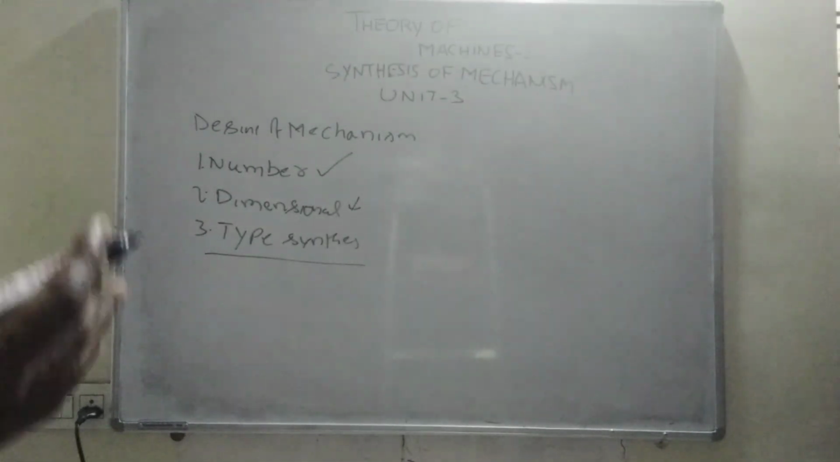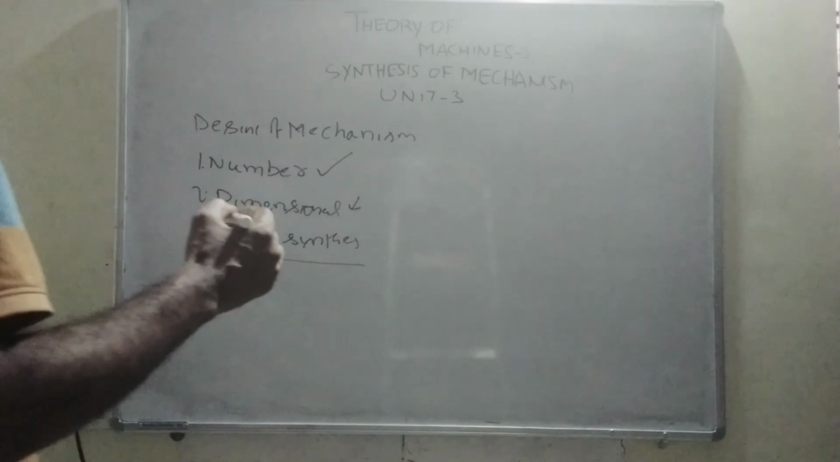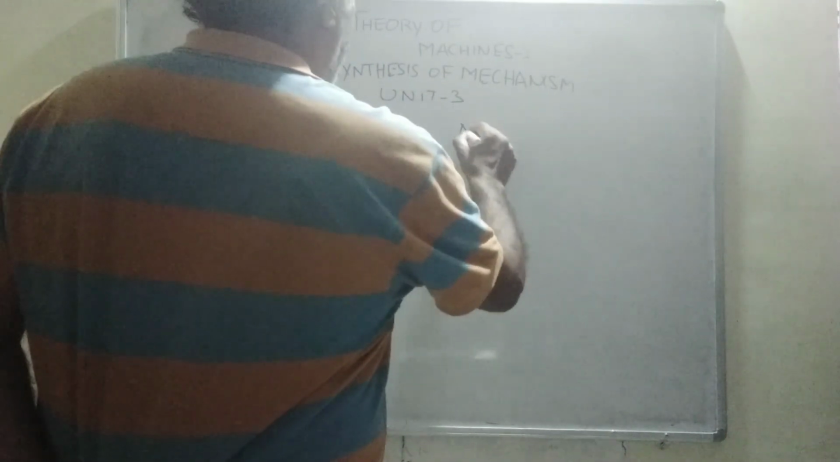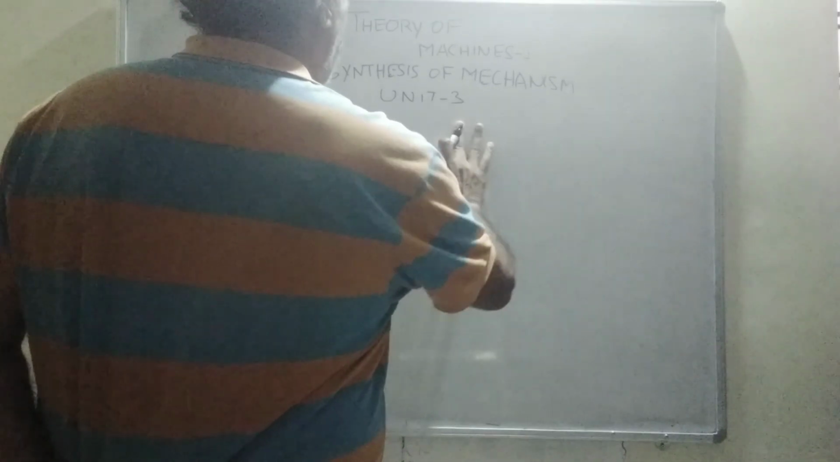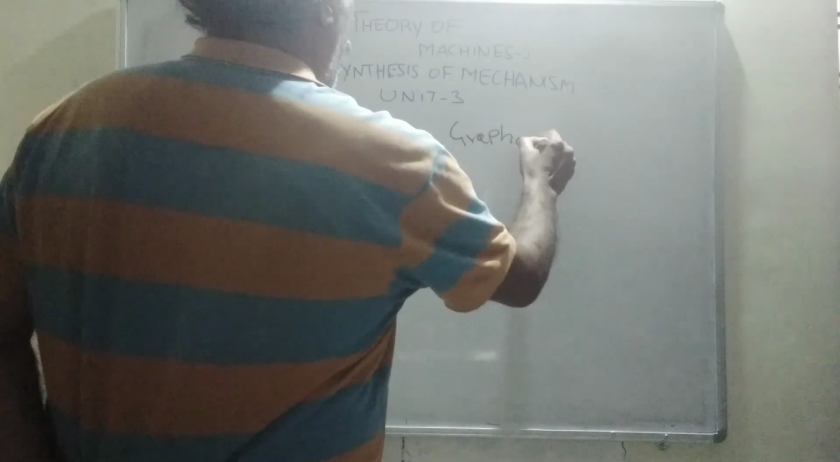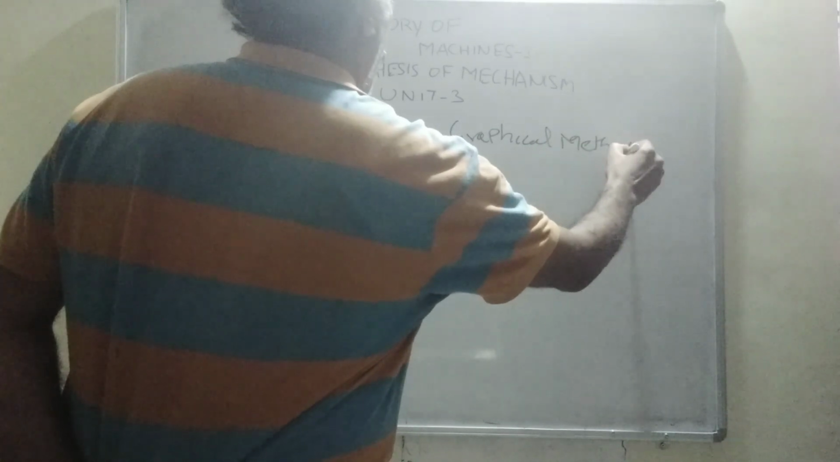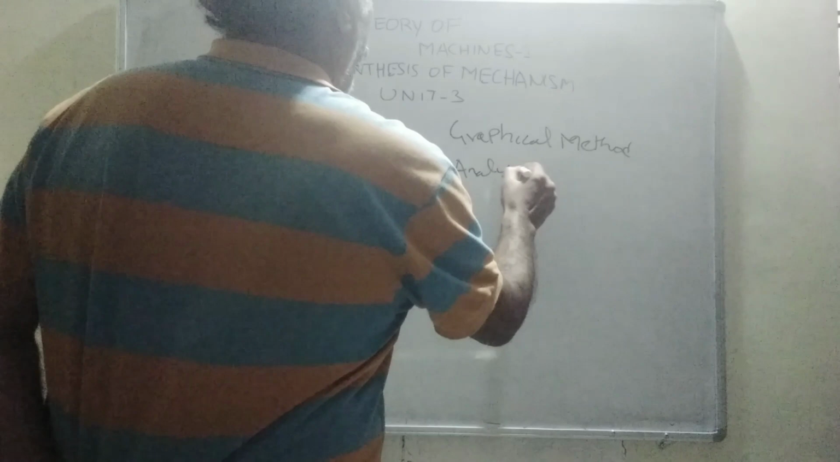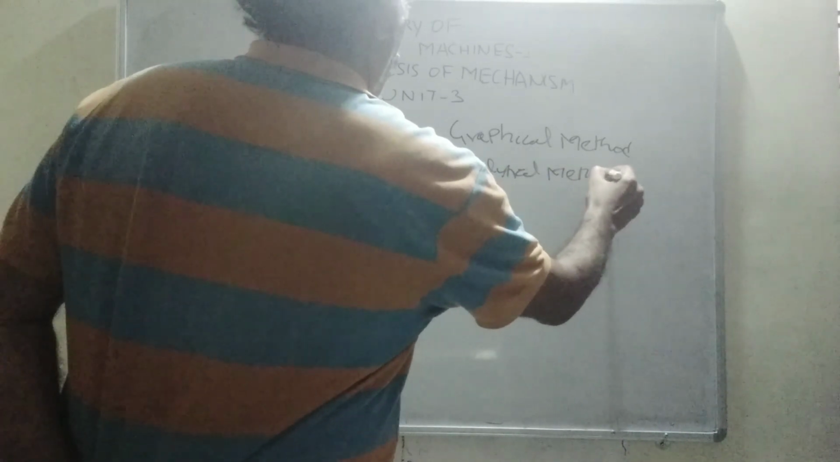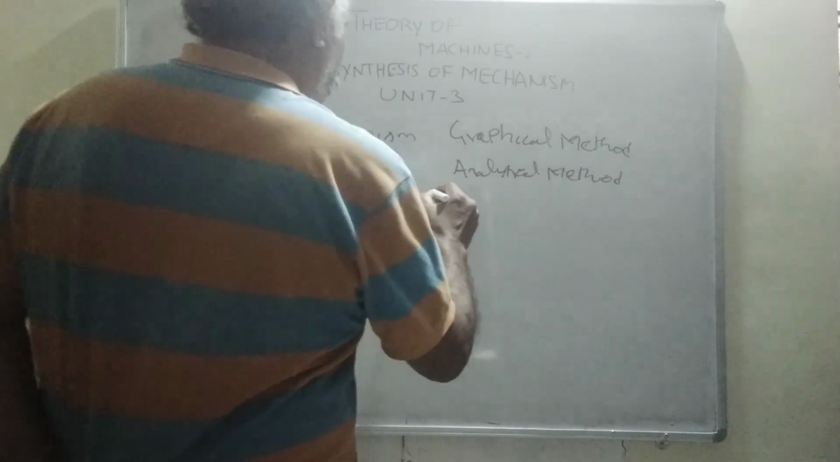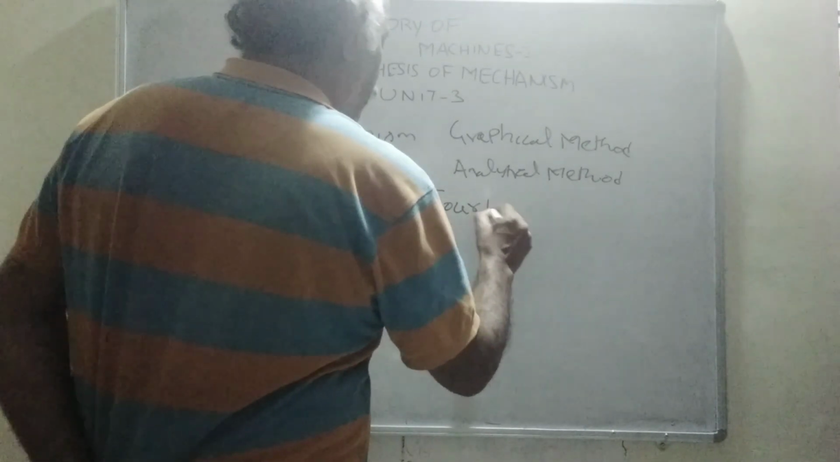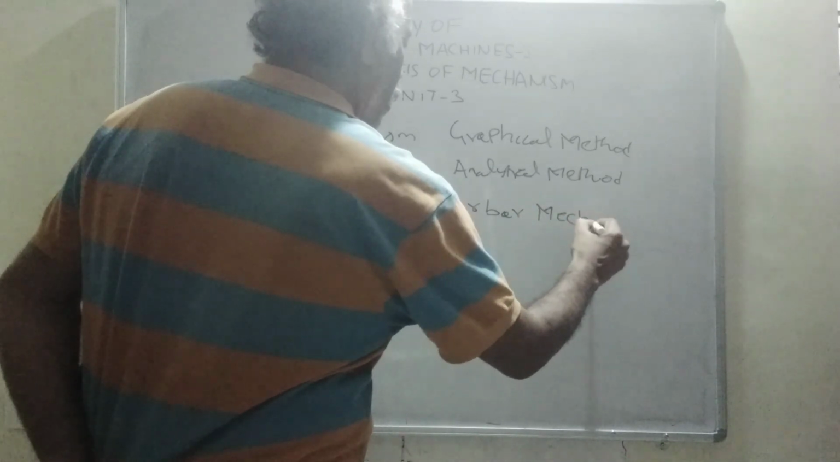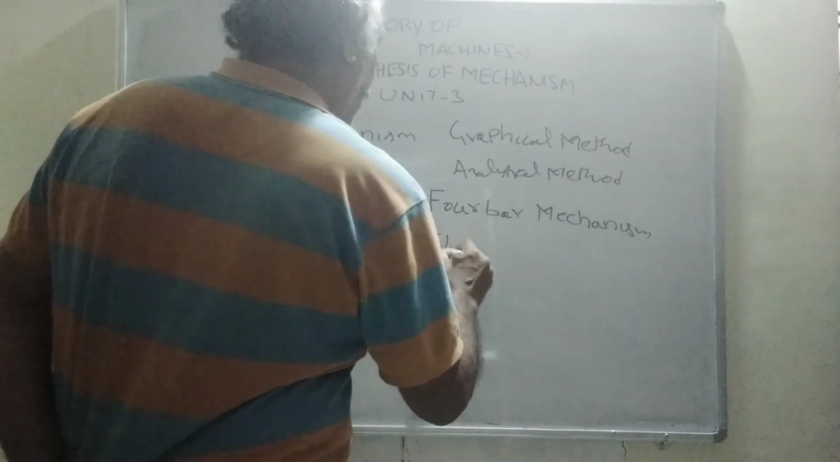And after determining these two, we can go for dimensional synthesis. In dimensional synthesis, we are trying to determine the dimensions of mechanisms for a particular velocity output or displacement output, whatever it is. So, in the dimensional synthesis, we have algebraic methods, graphical methods, analytical method, for synthesis of four bar mechanism, and synthesis of slider crank mechanism.